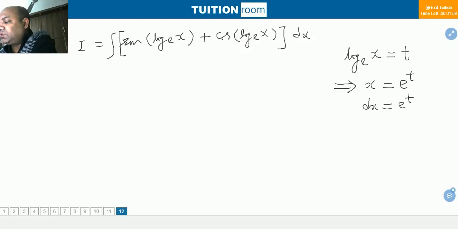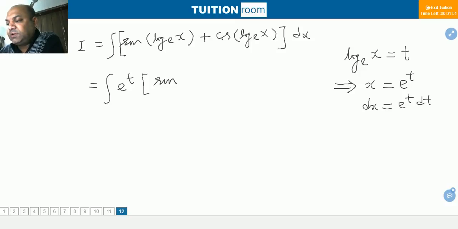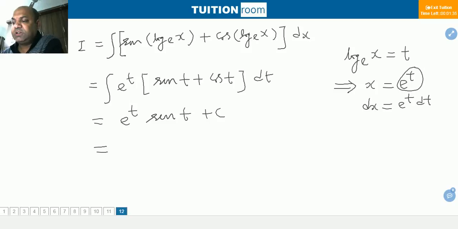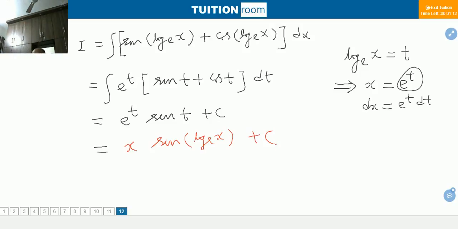Please copy it, then I will proceed for the next problem. So students, please copy it, then I will proceed for the next problem.